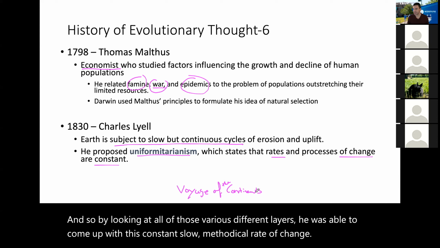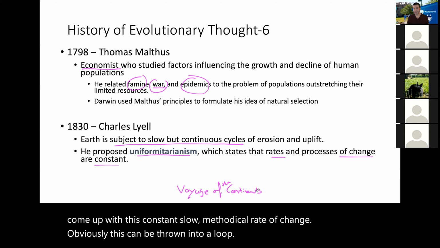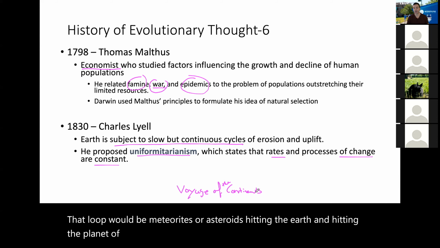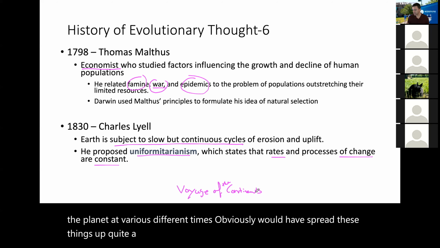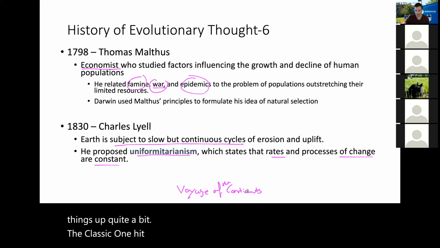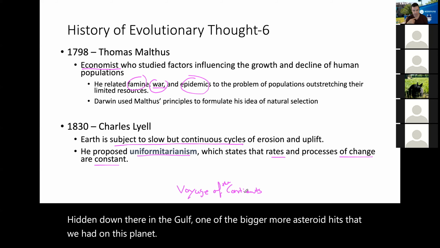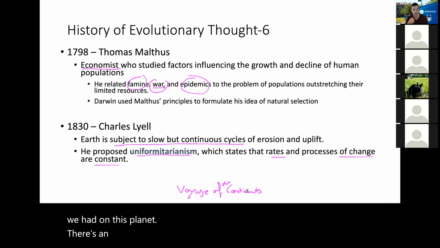Obviously, this can be thrown into a loop. That loop would be meteorites or asteroids hitting the Earth and hitting the planet at various different times. Obviously, that would have sped these things up quite a bit. Okay. The classic one hitting down there in the Yucatan, hitting down there in the Gulf, one of the bigger asteroid hits that we had on this planet. There's an interesting PBS program that looks at the discovery of that, and it's fascinating.